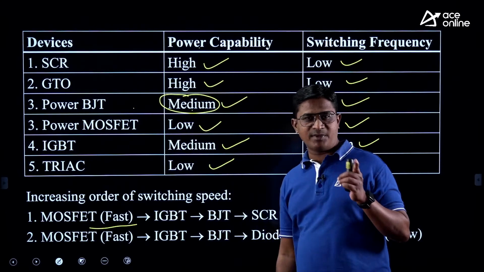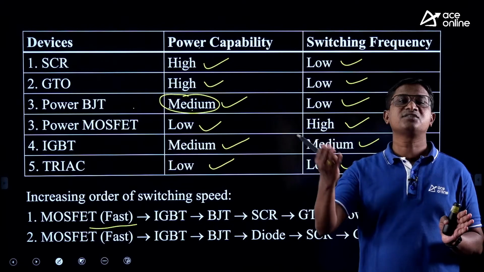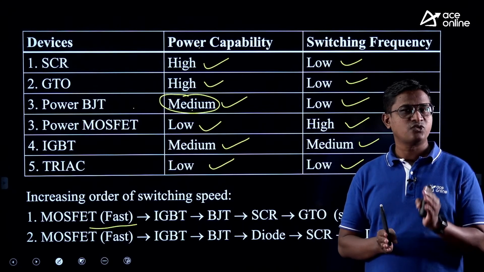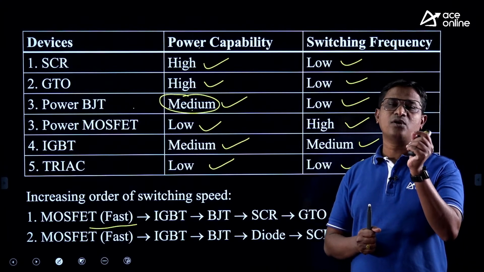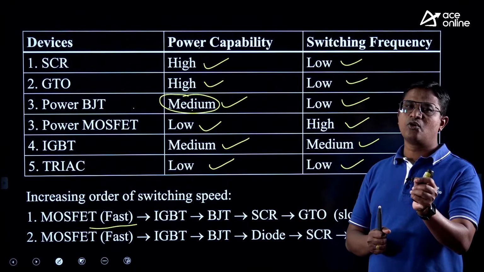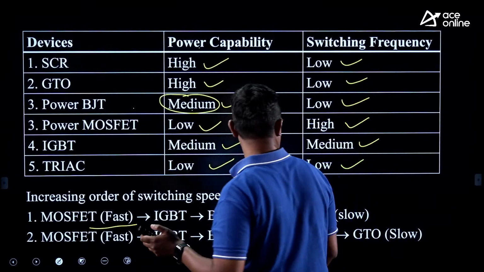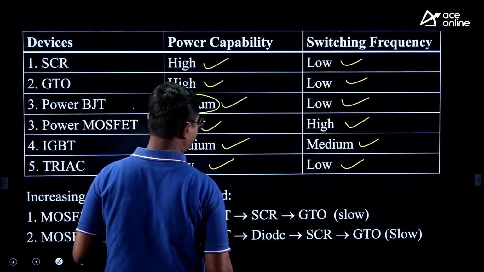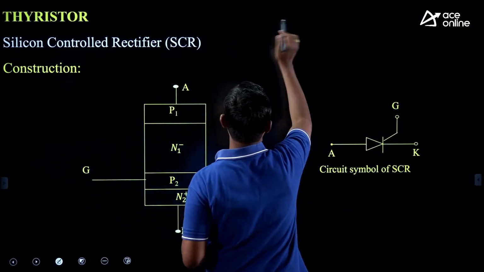So in some examinations they have asked the question: for an application of 100 kilohertz switching frequency, which of the following devices is preferred? So always keep in mind, if your switching frequency is greater than 50 kilohertz, then we need to go for only MOSFET, okay. Let me write the switching frequency of different devices.